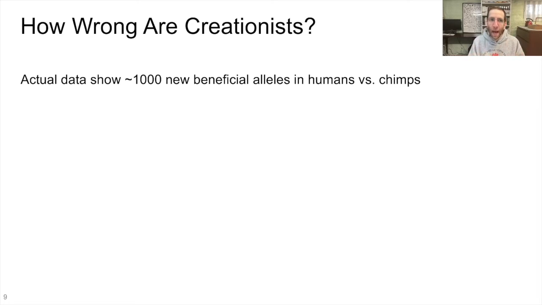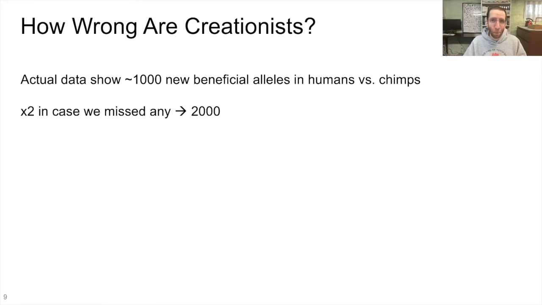As we just said, the actual data show about 1,000 new beneficial alleles in humans versus chimps. But you know what? These studies were from 2006 and 2007. They're imperfect. Even modern techniques are imperfect for detecting this kind of thing. So let's just double that number in case we missed any. Let's just make it 2,000. And also, you know what?